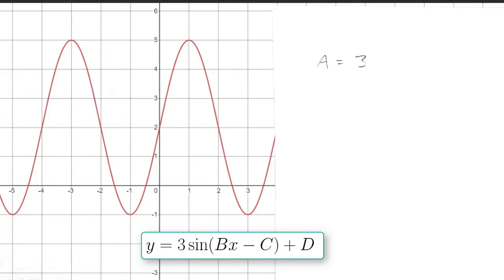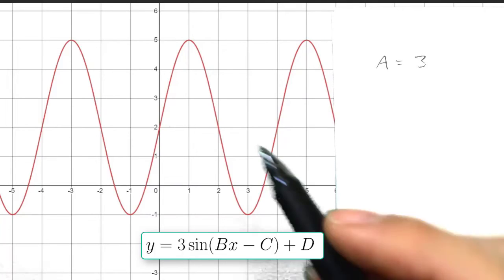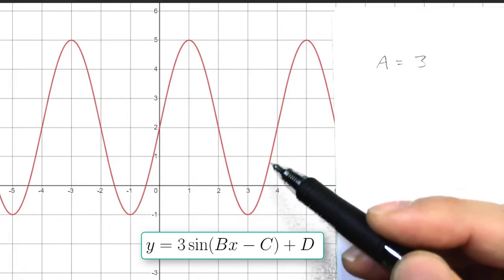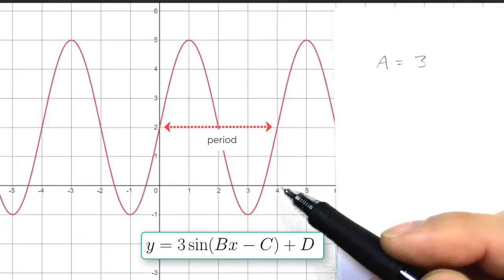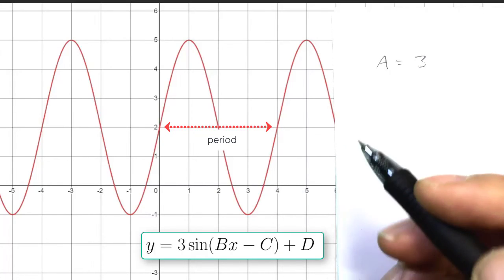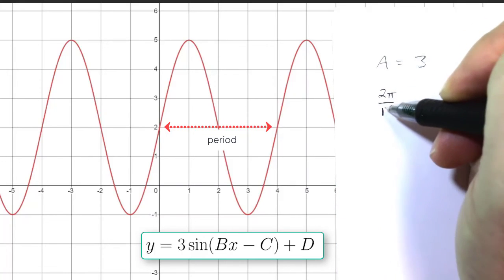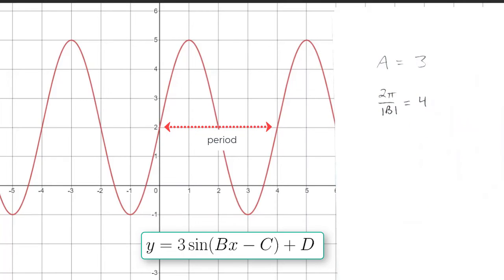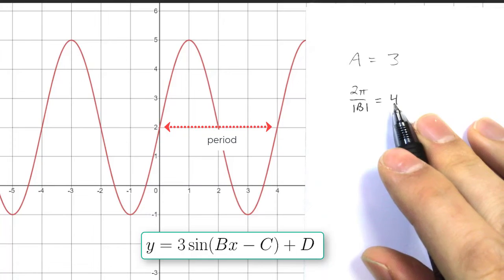Now, what else can we see here? Well, we can check the period of this function. How far do I have to go before the graph repeats itself? Well, over here, along here, over to here. How many units is that? That's 4 units. This graph has a period of 4. Now remember, the period is equal to 2 pi divided by the absolute value of b. So that is equal to 4. Solving this gives us the value of b.